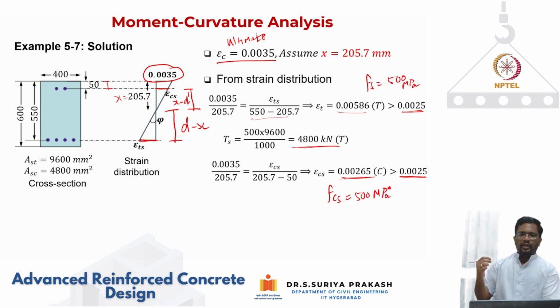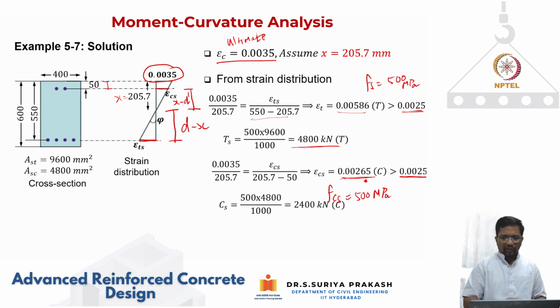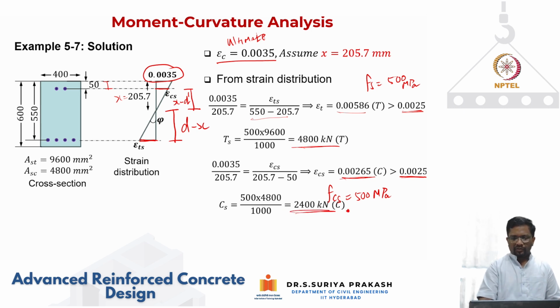So my stress on the compression steel is also 500 megapascal. It is an under reinforced section because the steel on the tension side has yielded, and the compression steel has also yielded. Usually we want to make sure that the steel on the tension side yields, but if your compression steel is also yielding, that means it's a very good design, because you are making use of the steel quite well. So we can calculate the compression force as 500 times this, so this is your 2,400 kilonewton.